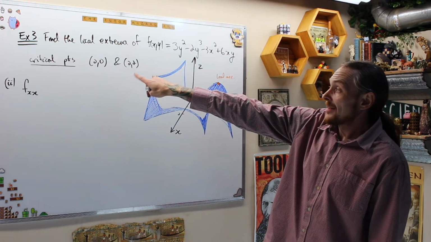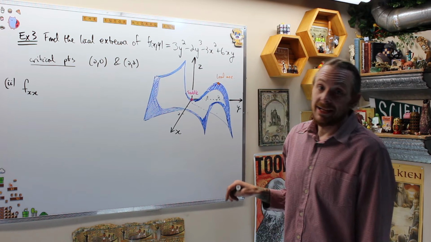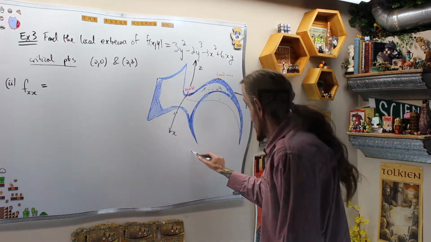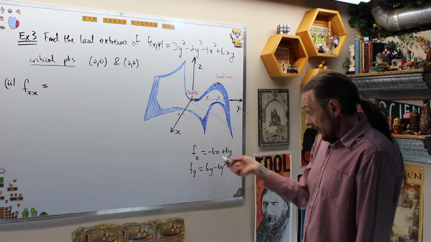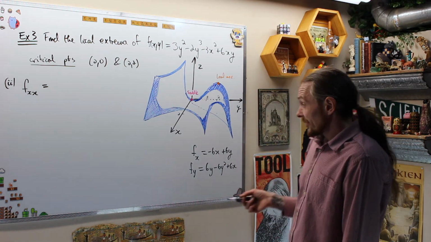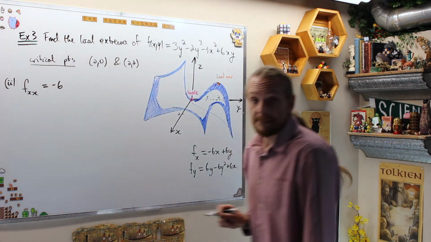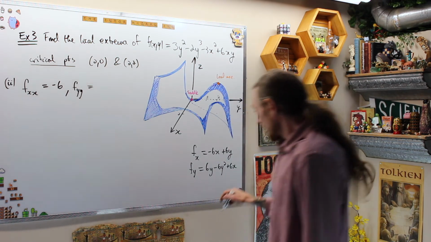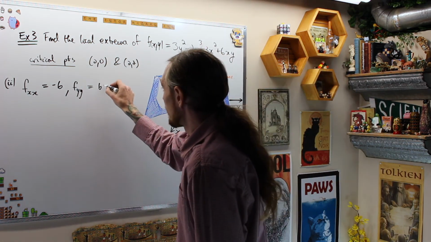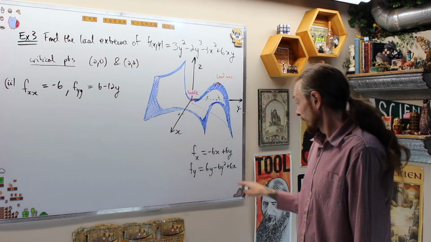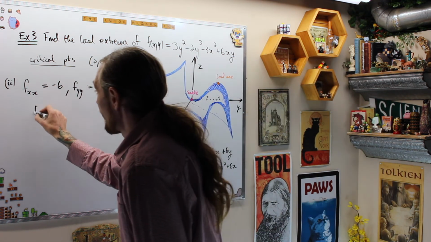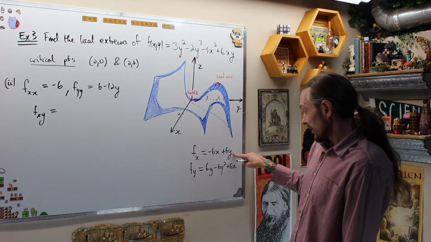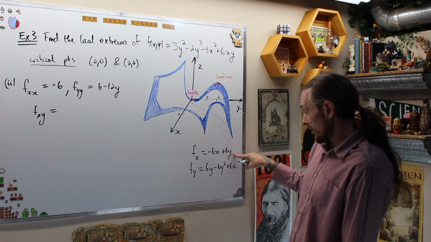At these two critical points now, what I'm going to check is the discriminant. fxx is equal to, oh, I erased them. I now need the second order derivatives of these guys. So fxx is going to be -6. fyy is going to equal 6 minus 12y. And fxy or fyx, whichever one you want, if I take the derivative of this one with respect to y, I am going to get 6.